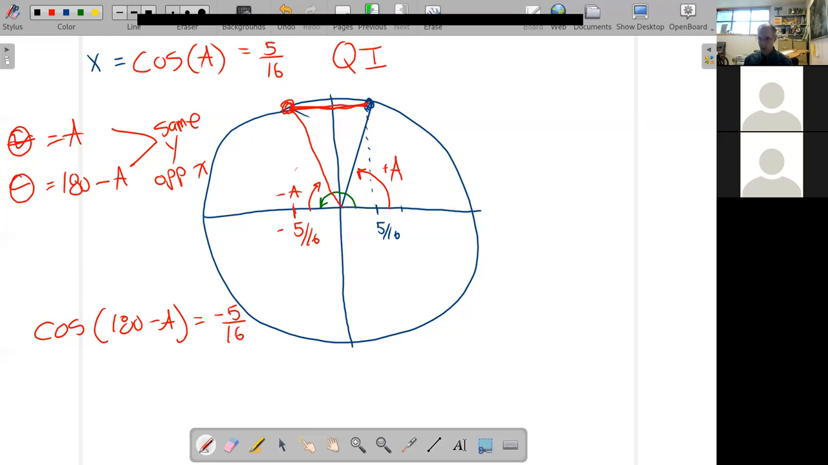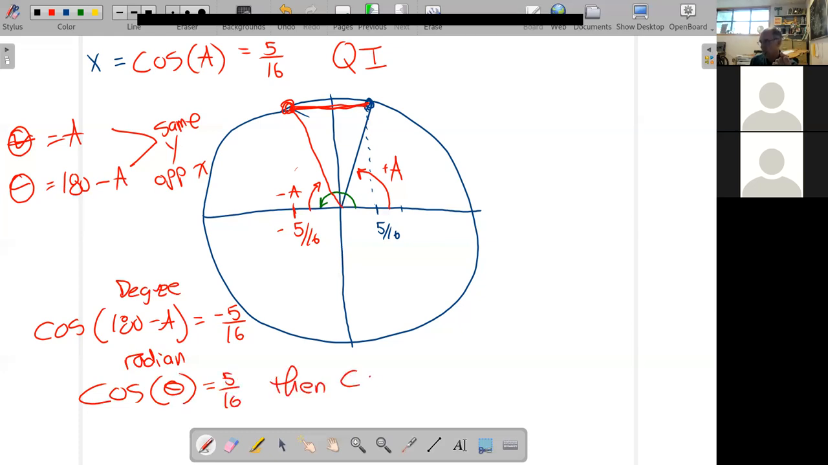So again, the importance here is using the symmetry of a circle. I looked at some problems like that earlier. So let's consider some more of these 180s. Now what's 180 in radians? That would be pi. So this is in degree mode. If we did the same problem in radian mode, let's suppose we say the cosine of some radian angle theta was 5/16. Then what we would know is that the cosine of pi minus that angle would have to be negative 5/16 because of this symmetry in the circle.